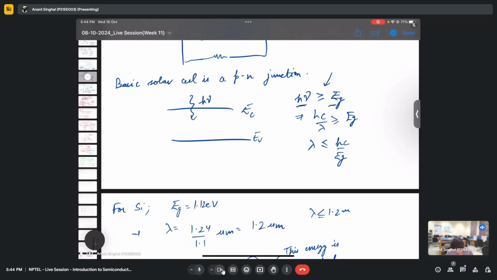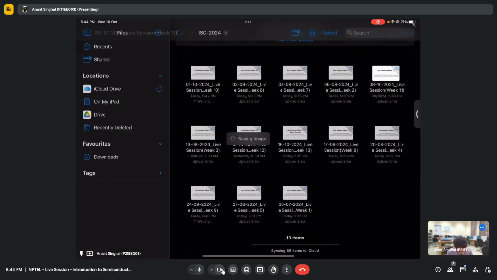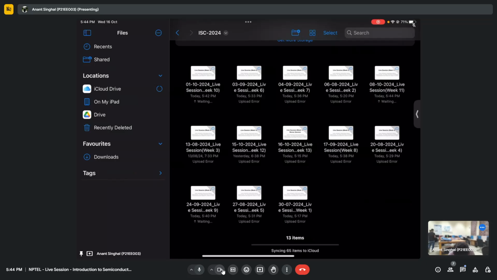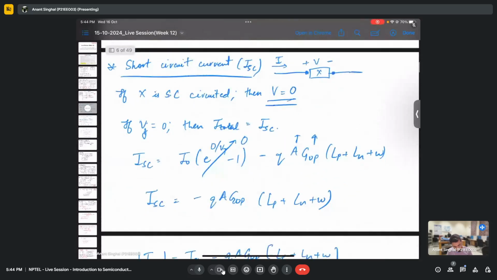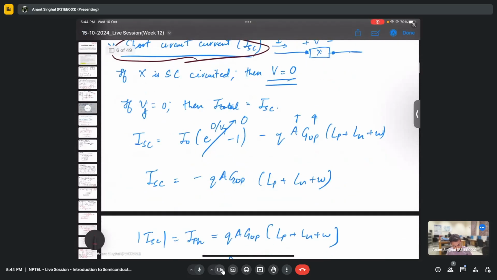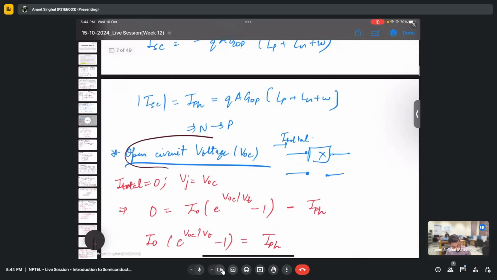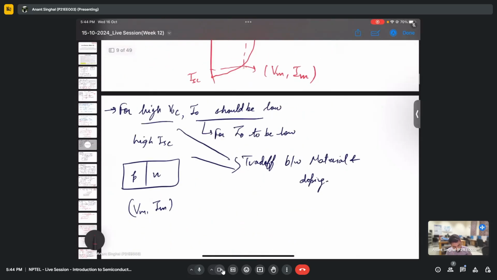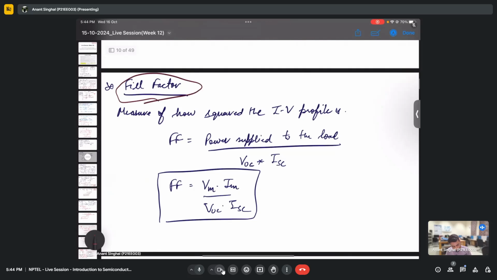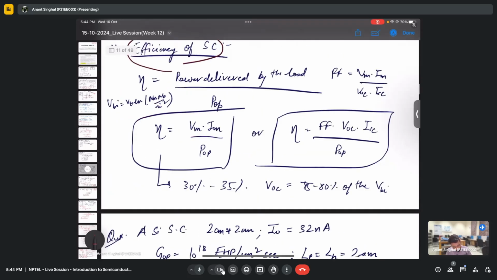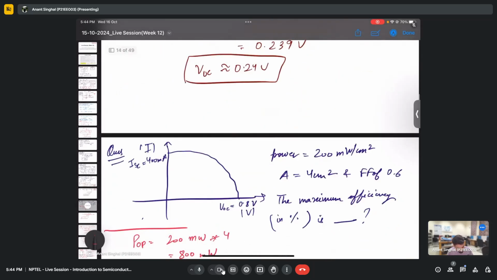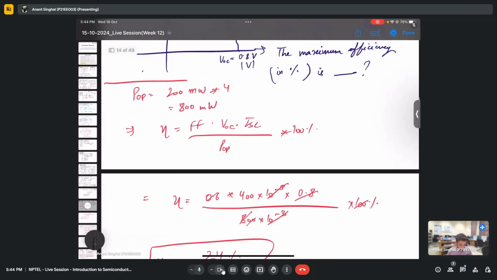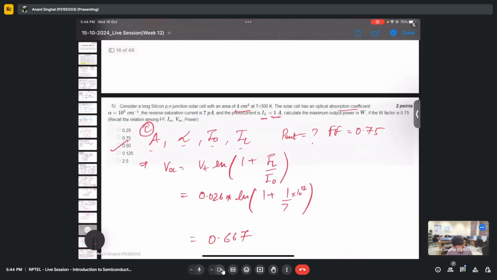For the solar cell, let me open week 12. Yeah, for the solar cell we did these three or four contents. One is the short circuit current, one is the open circuit voltage, and some of the important things were fill factor, efficiency, and responsivity for the photodiode. So that was all regarding the numerical problems that we did.